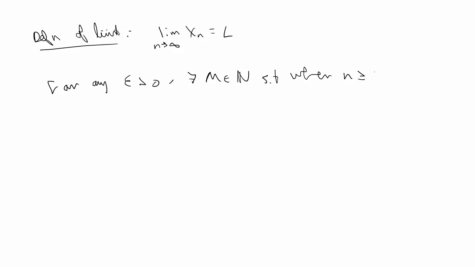So the definition of limit, if you want to prove that the limit of xn converges to the number L, then the definition is that for any epsilon greater than 0, there exists an m in the naturals such that when n is greater than or equal to m, the absolute value of xn minus L is less than epsilon.